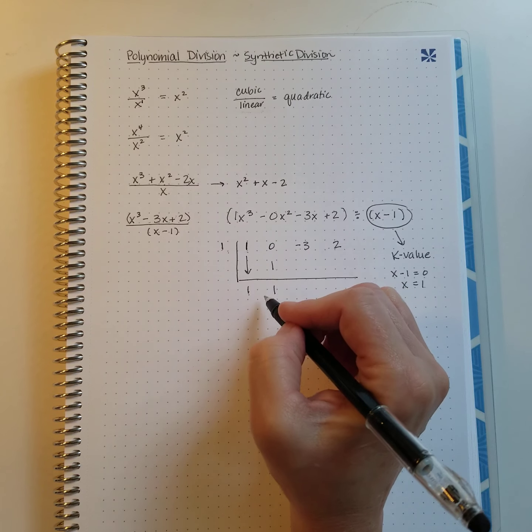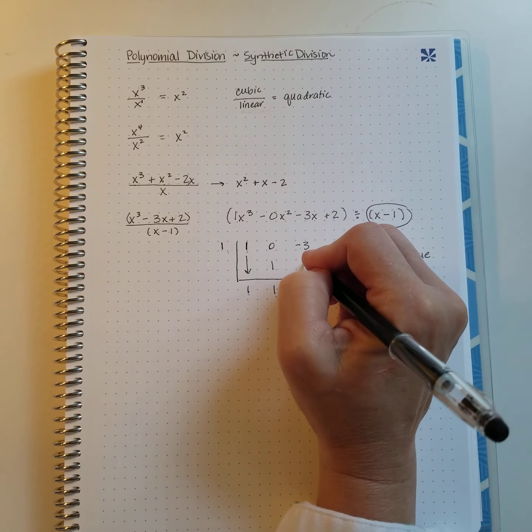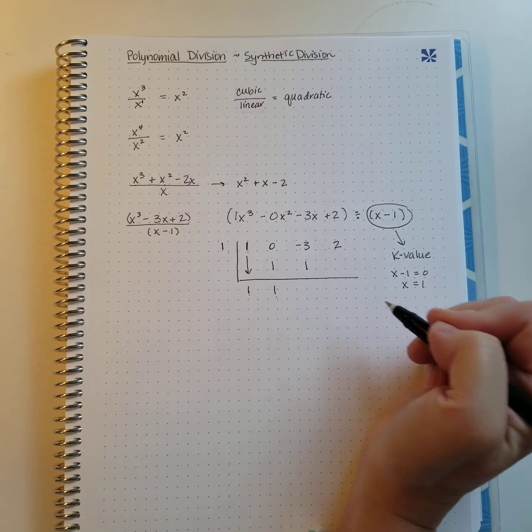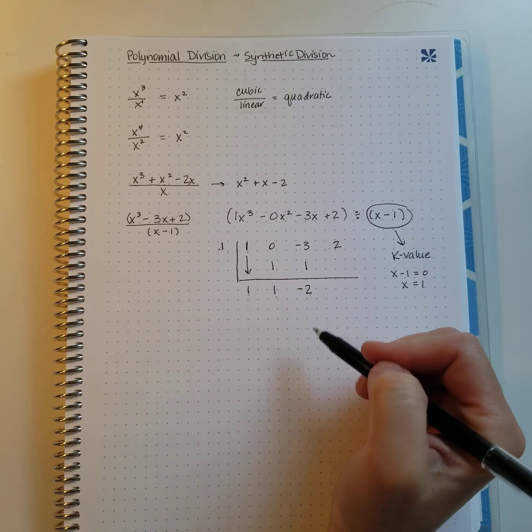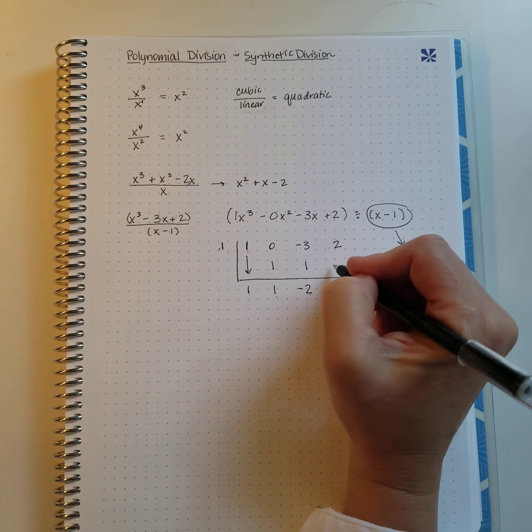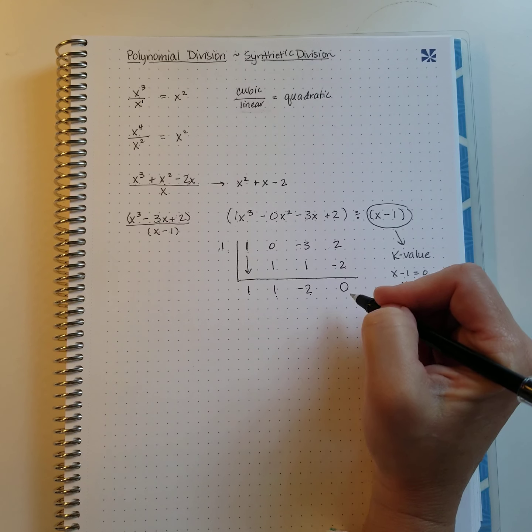Then we multiply again. 1 times 1 is again 1. We add these two numbers: negative 3 and 1 is negative 2. We multiply here and here: 1 and negative 2 gives negative 2. We add these two numbers and we end up with 0 here.